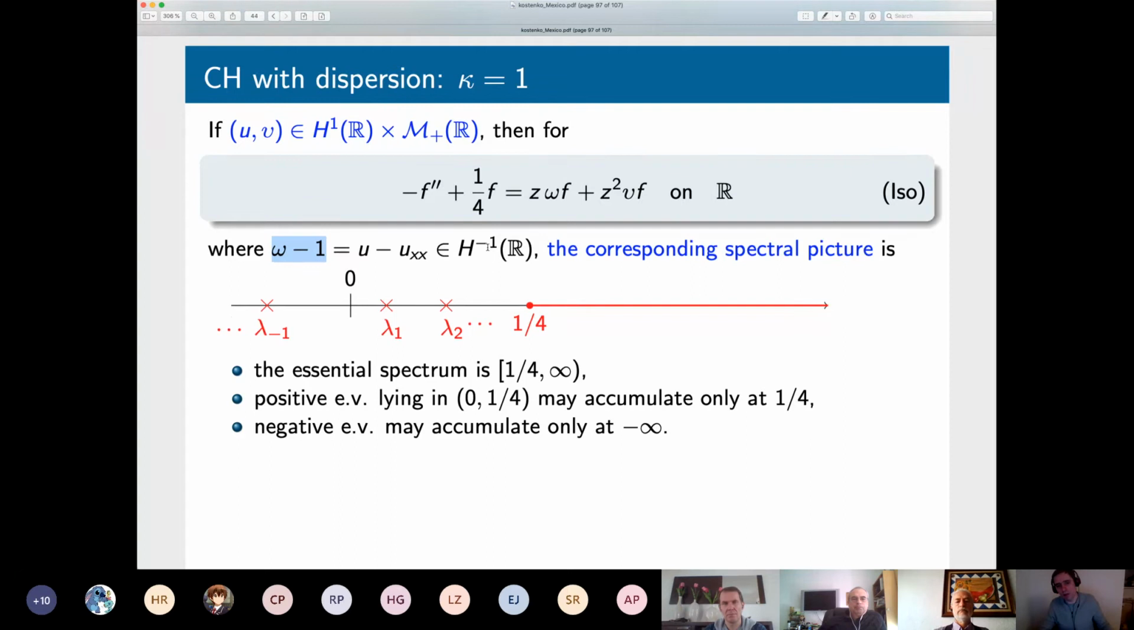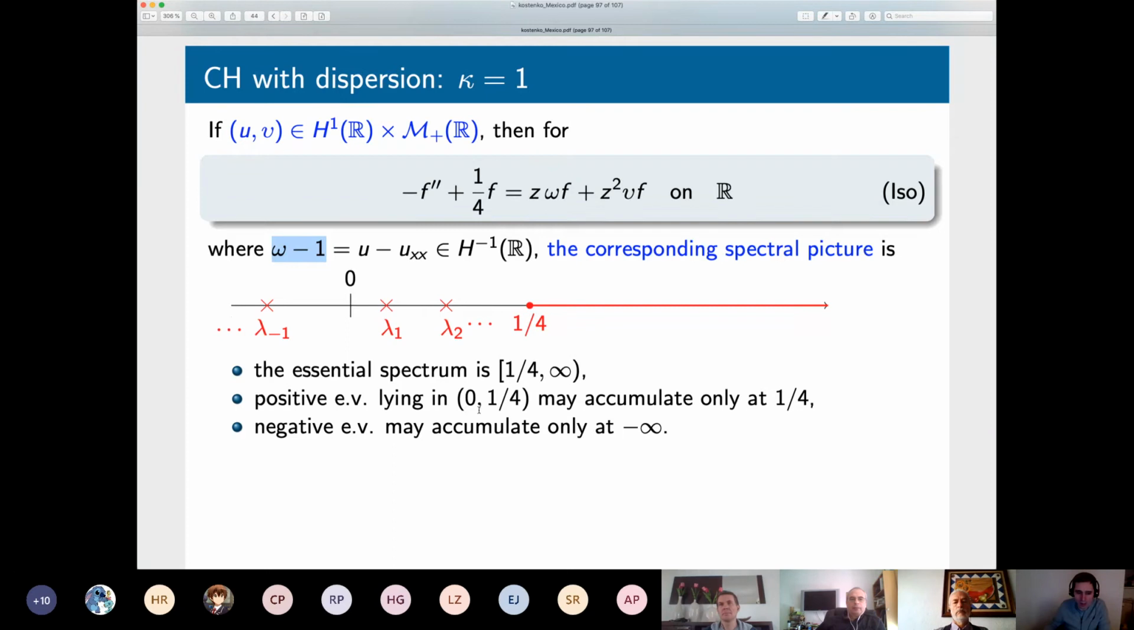So this somehow shifts, not shifts spectra, because as I mentioned once, the spectral parameter enters our equation in the wrong way. For the Schrödinger equation, if you shift the potential by a constant, this just shifts the spectra. But if here you take minus one, then this changes the structure of the spectrum. So the general spectral picture in this case, if we assume again that the phase space is like this but omega minus one is in H minus one, is that our spectrum now contains a non-trivial essential spectrum, which fills the semi-axis starting from 1/4.